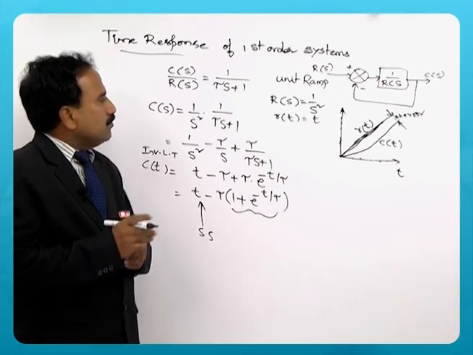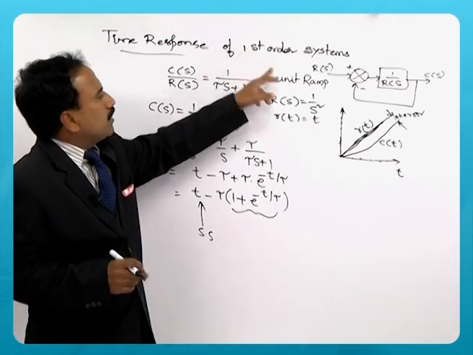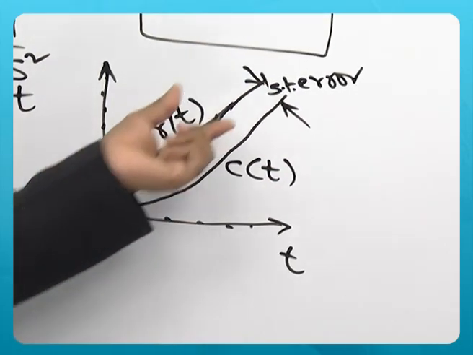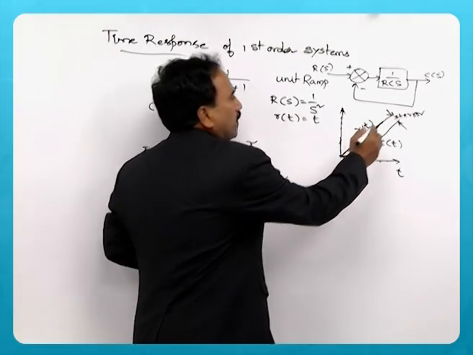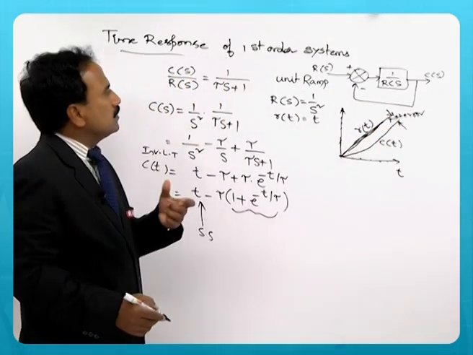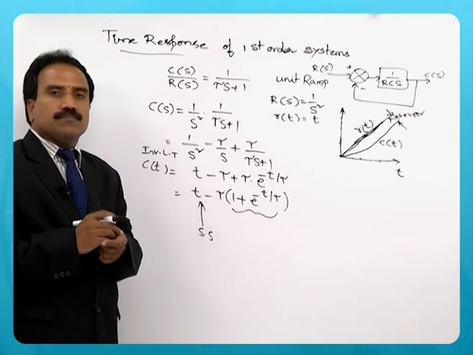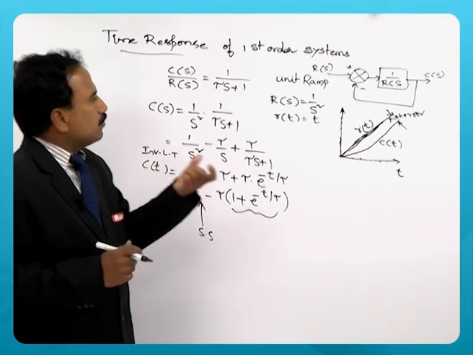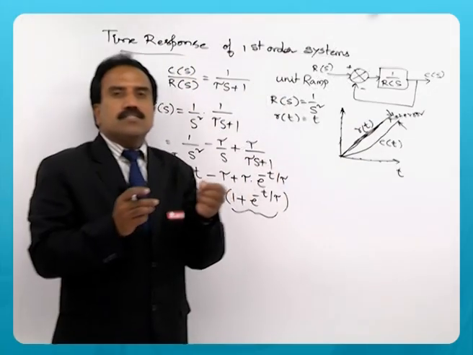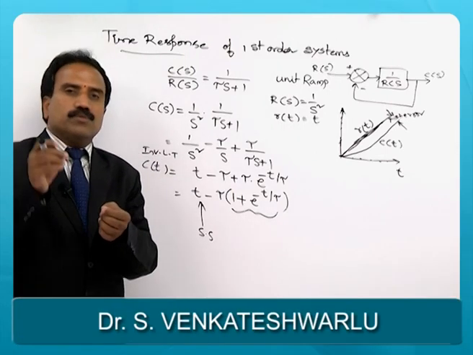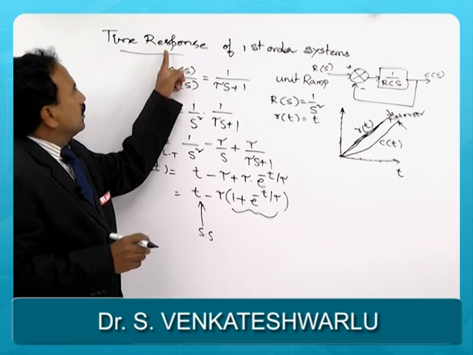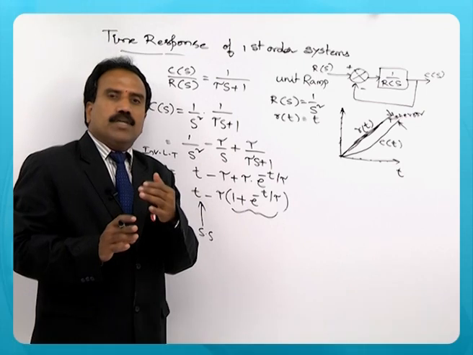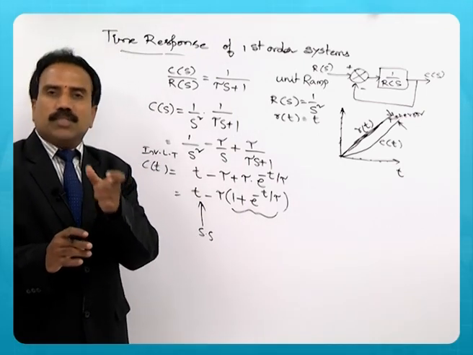So, the time response of a first order system for unit ramp input follows this, and there is an error that is actually given by tau. Tau means the time constant of the RC circuit. So, it should be as small as possible. Remember, it should be as small as possible so that the error is minimum, because our aim is to see that the response C of t must follow the input as early as possible without much error.